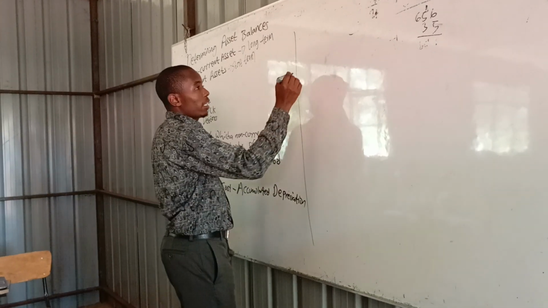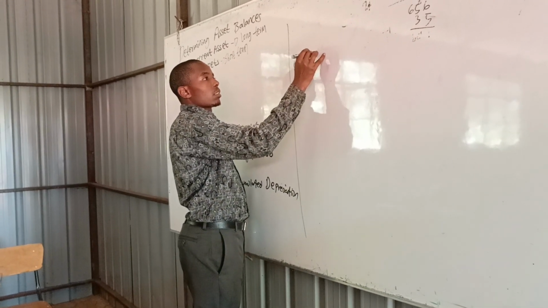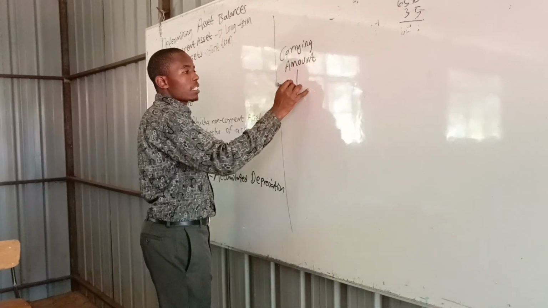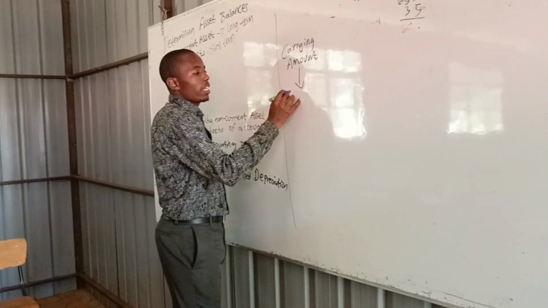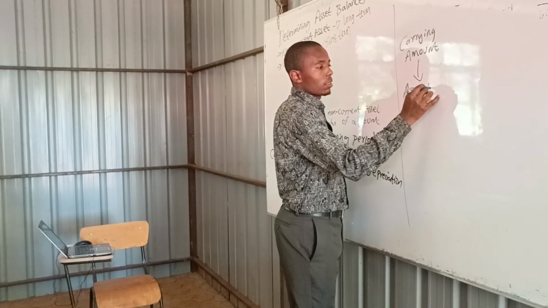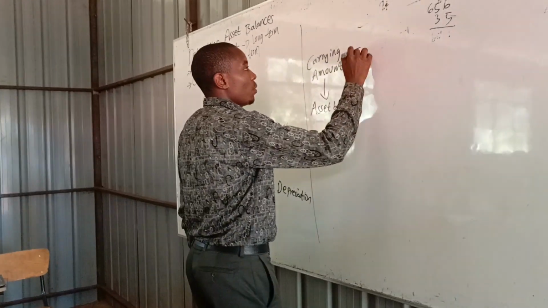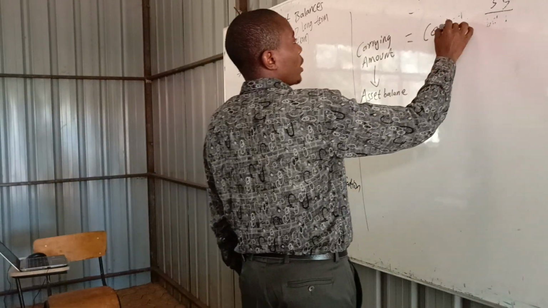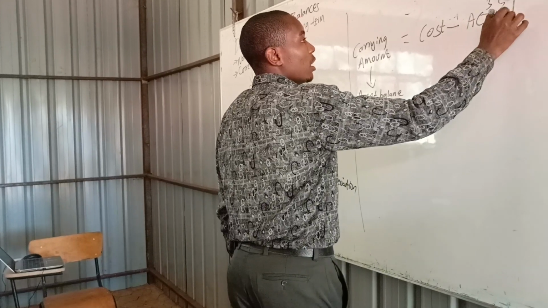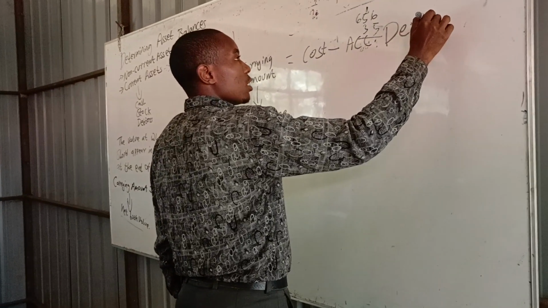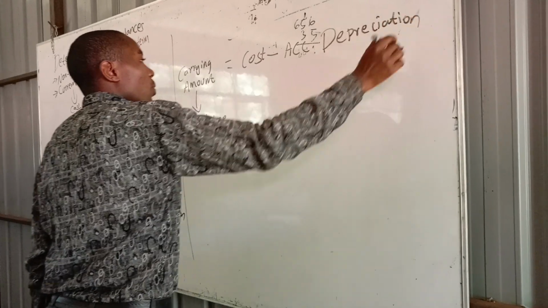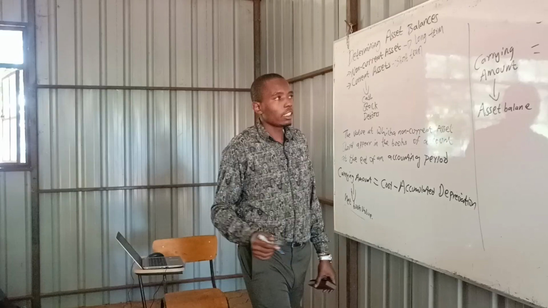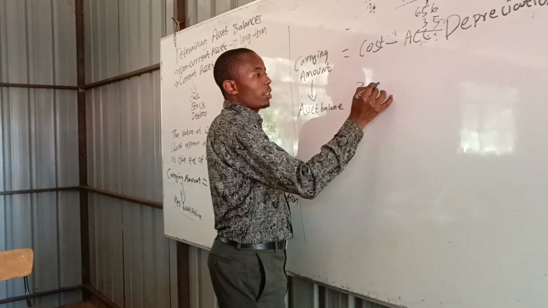We have said the carrying amount. And this will be giving us the asset balance. It's always equal to cost minus accumulated depreciation. So what was the cost of our asset? 300,000. So it will be 300,000.